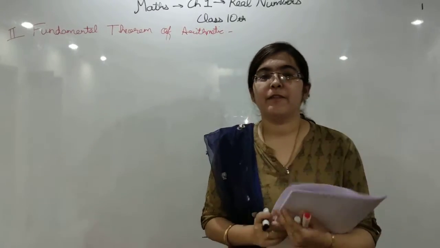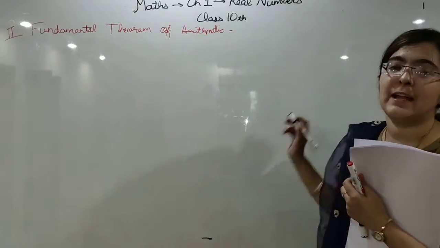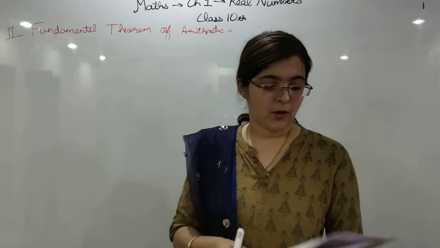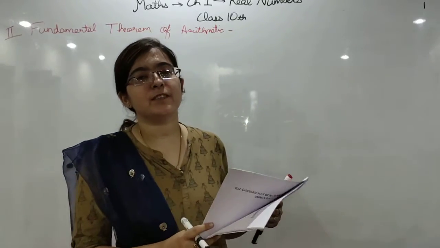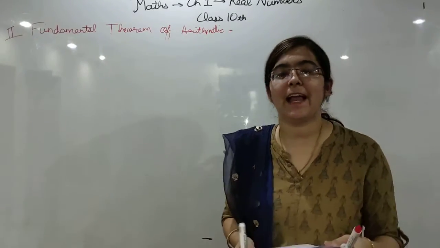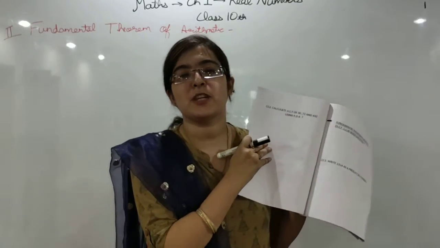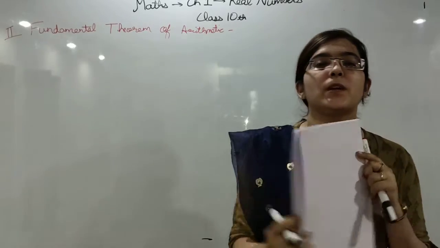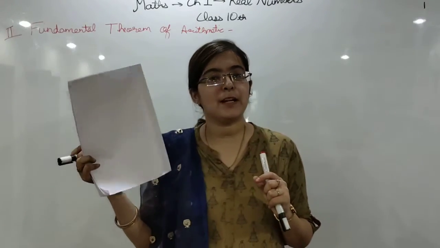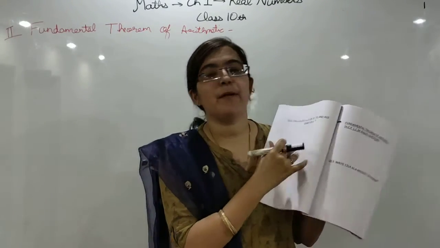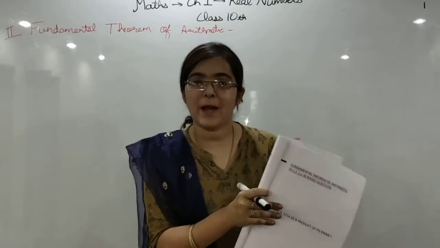Students, we were doing the chapter 1 Real Numbers of maths. We have completed our first topic, Euclid's division algorithm, and in our question booklet we have done till question number 12. All the students keep this question booklet with you. We have completed up to question number 12.